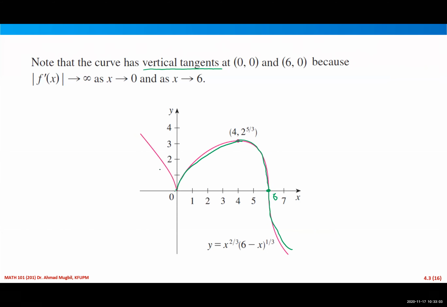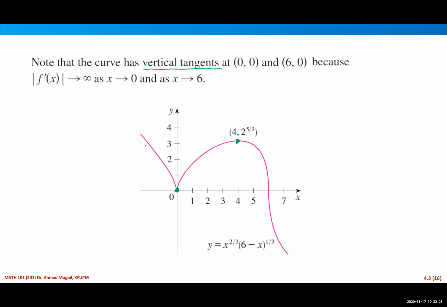Also, if you notice, it is decreasing here, increasing after that from 0 to 4. After that, it is decreasing. And we mentioned that before. It has a local minimum here and a local maximum at 4, only at this number. So when you sketch the graph, you need to check all the information that you had before. Are they valid or not?